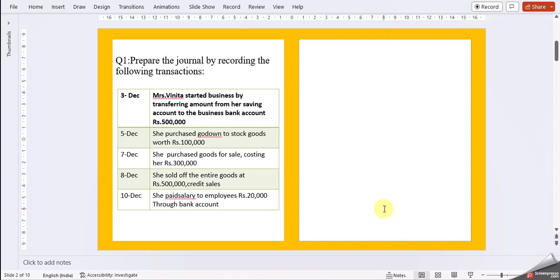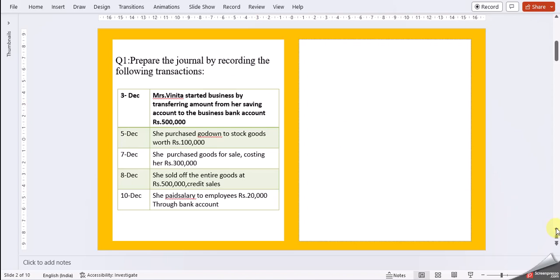Then 7th December, she purchased goods for sale, costing her 3 lakhs. And 8th December, she sold off the entire goods at rupees 5 lakhs. It's a credit sale. Then on 10th December, she paid salary to employees, that is 20,000 through bank account. Now let us see. We have to transfer all this data to the journal.